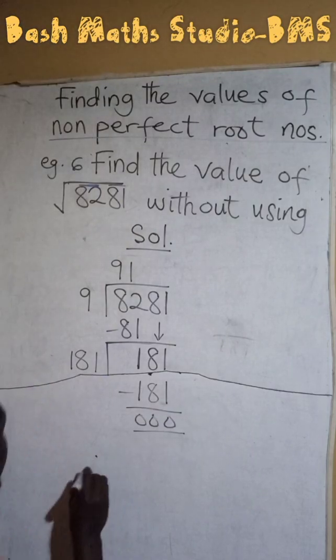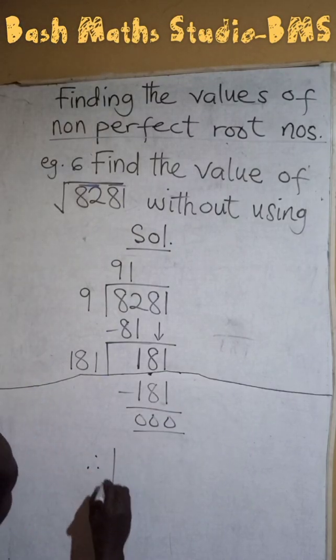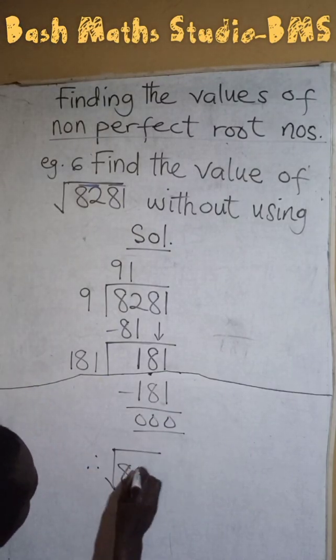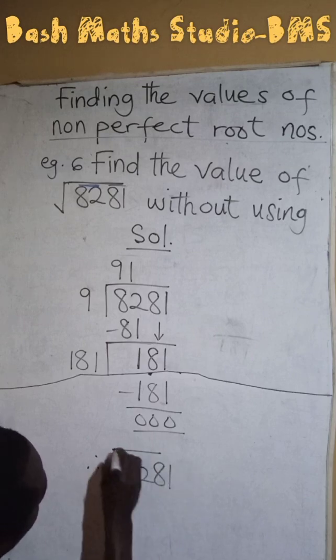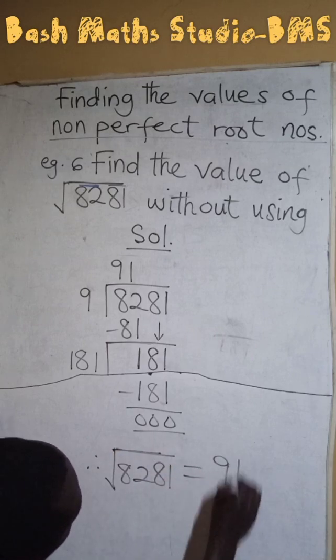And therefore, the square root of 8281 is just equal to 91.